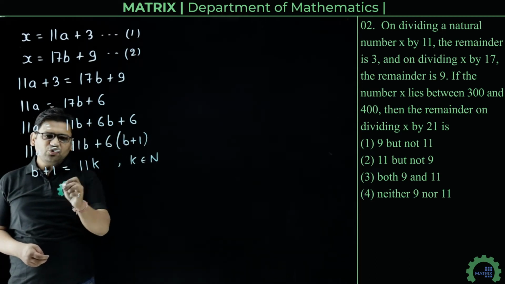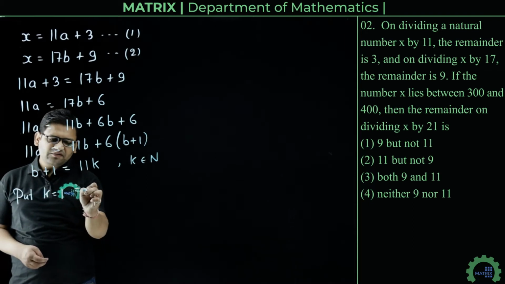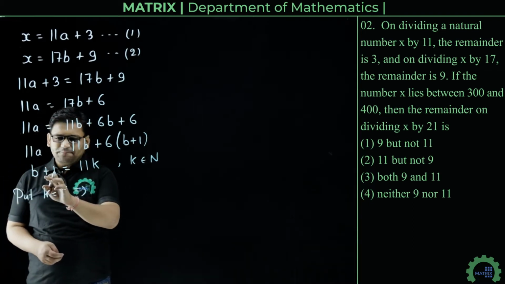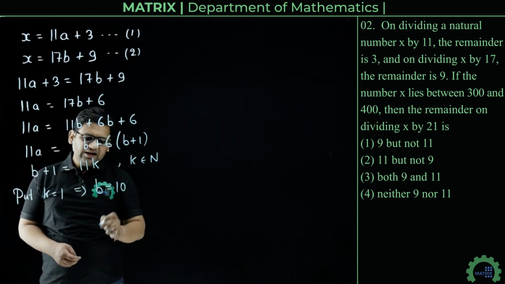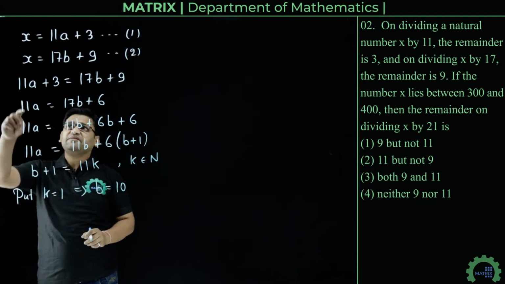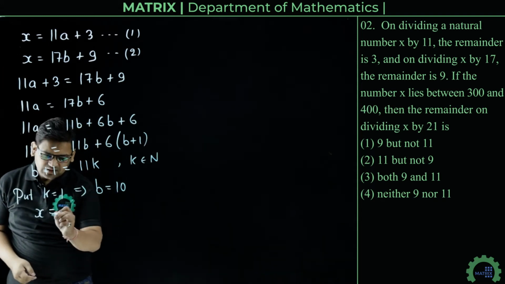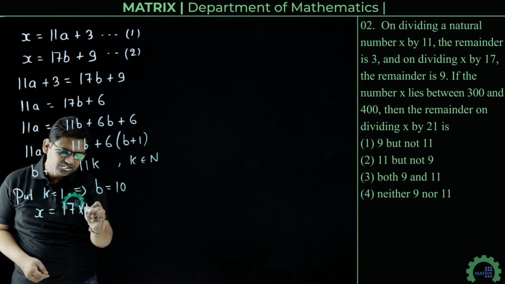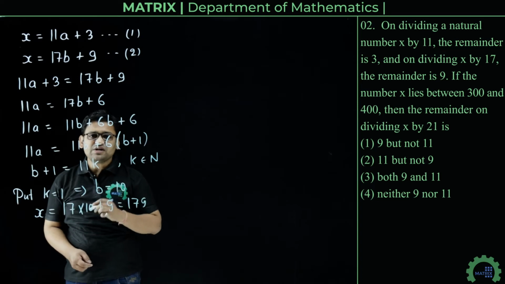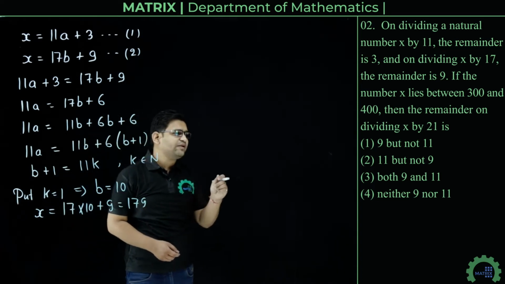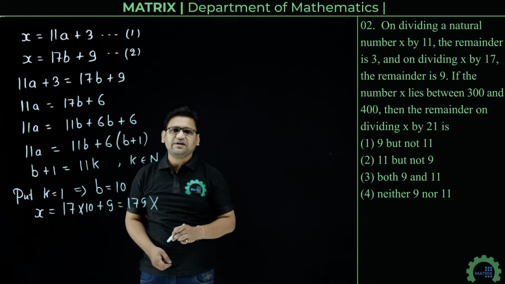Now we can put the value of k here, put k = 1. When k = 1, then b = 11 - 1, that is 10. And when the value of b is 10, then we can find the value of x from equation 2. So x will be 17b + 9, that is 179. But in the question it is given that x lies between 300 and 400. So x cannot be 179.